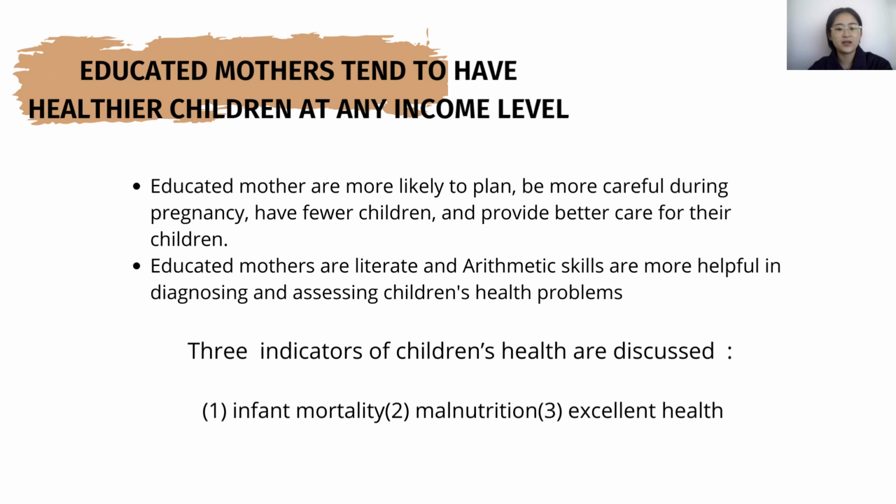So, for example, in the Pacific region, mothers with no education have an average of 3 more children than mothers with secondary education, and the children born to educated mothers were 50% more likely to survive after age 5 than children born to illiterate women. So next, we will use the following 3 indicators to explain the relationship between the mother's education and the children's health.